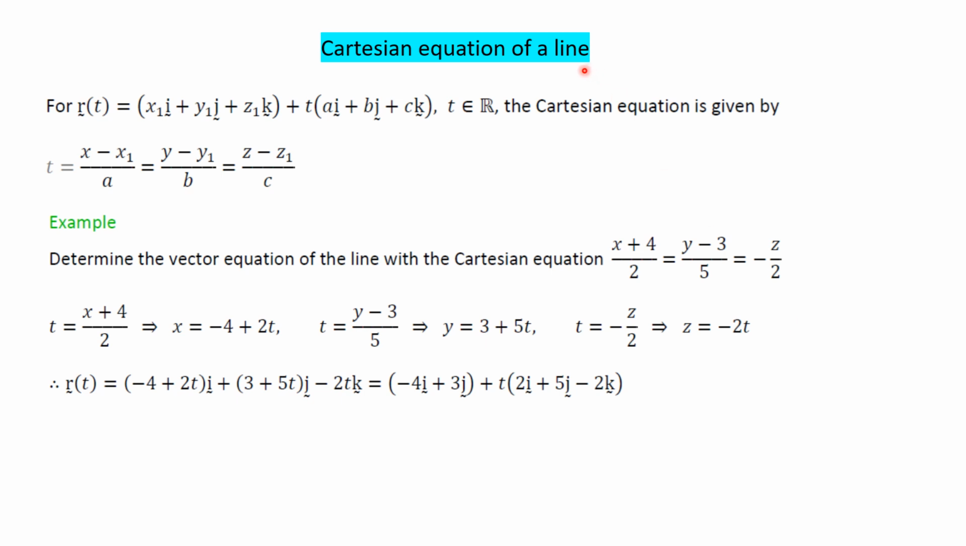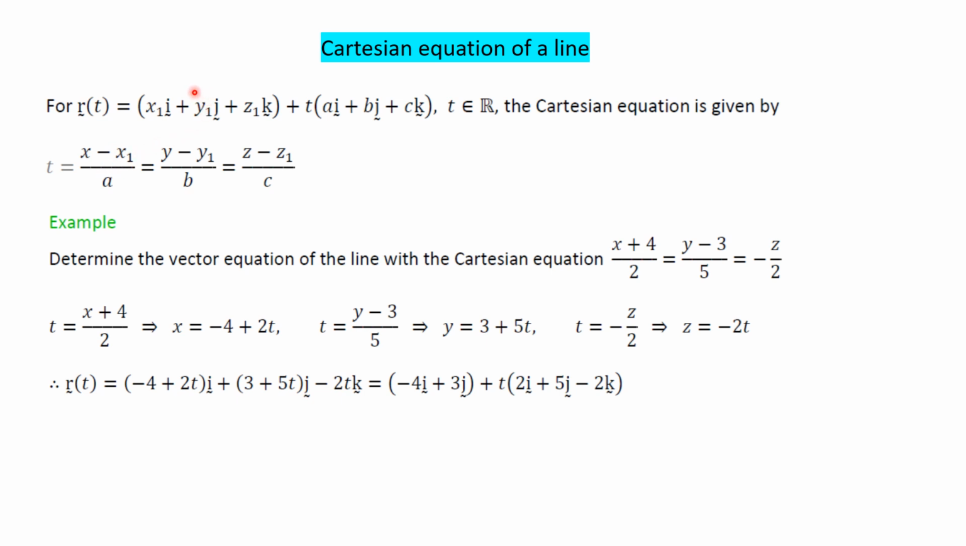So next we are going to talk about the Cartesian equation of that line. Now that you've got the vector equation, for the Cartesian equation you look at the three separate components, the x, the y, and the z. In this case, the x would just be x1 plus at. So you rearrange that and make t the subject. So t would be x minus x1 over a.